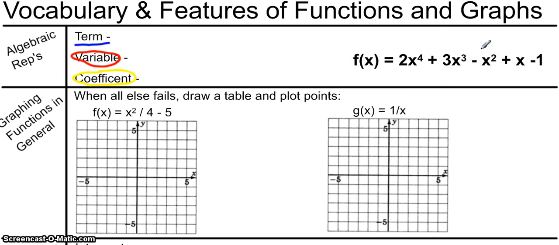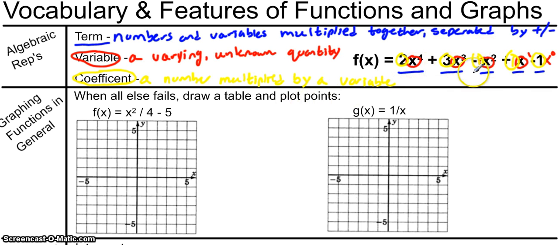The answers will be up on the screen in 3, 2, make sure you've paused because here they come, 1. And here we are. I've got everything labeled here, and I've also put some definitions here that we can talk about. A term is numbers and variables multiplied together, separated by addition or subtraction. So we get 1, 2, 3, 4, 5 terms in this function, all underlined separately in blue, and they're separated by addition or subtraction.